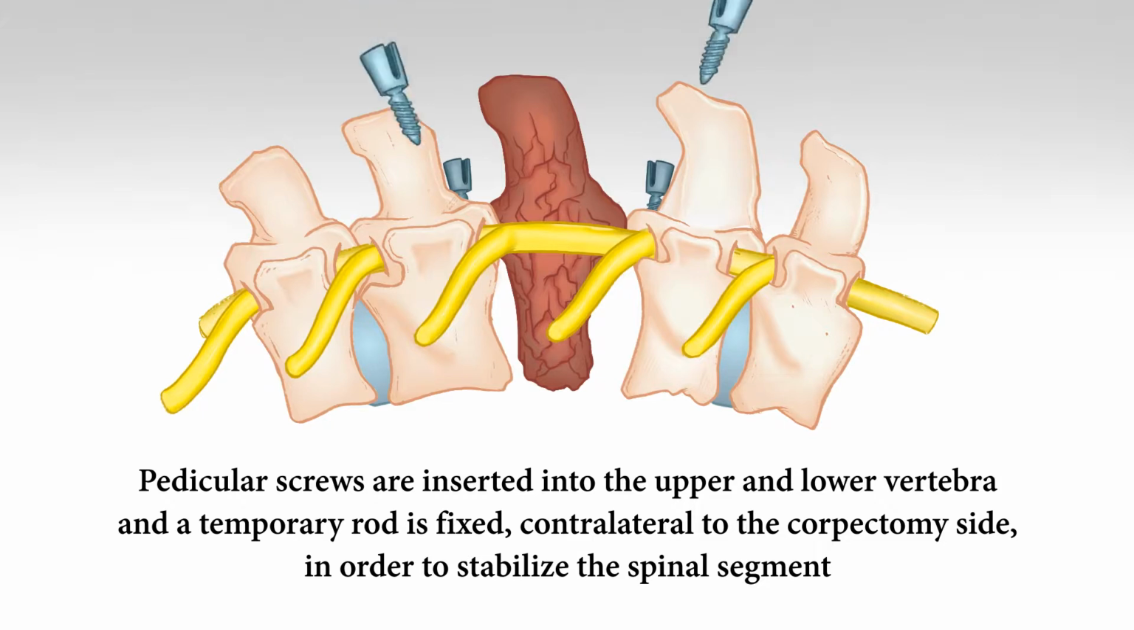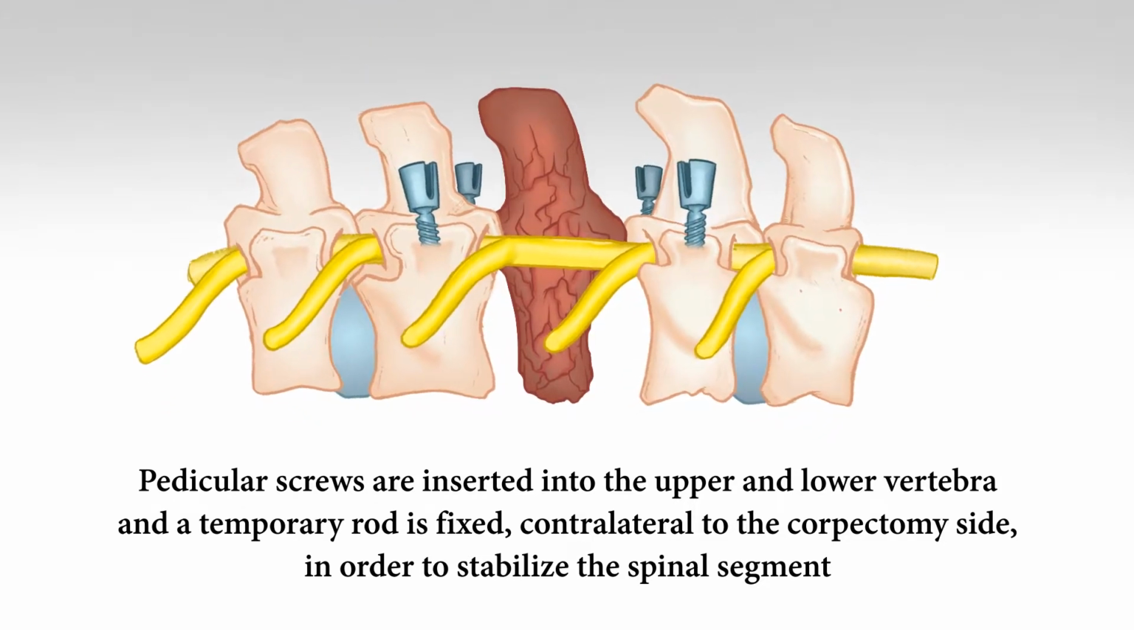Pedicular screws are inserted into the upper and lower vertebra, and a temporary rod is fixed contralateral to the corpectomy side in order to stabilize the spinal segment.